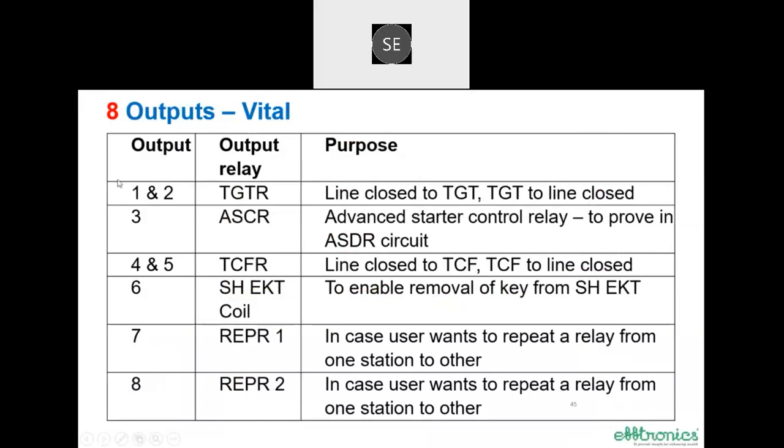Just as I said, there are 8 total vital outputs. They are TGT and its release coil, advanced order control relay, TCF and its release coil, shunt EKT coil for single line, repeater 1 and repeater 2. In case these two relays are used, the user wants to repeat a relay from this station to another station.